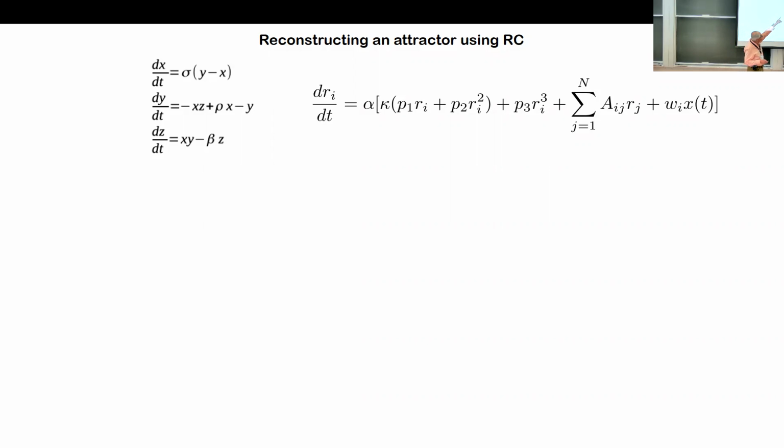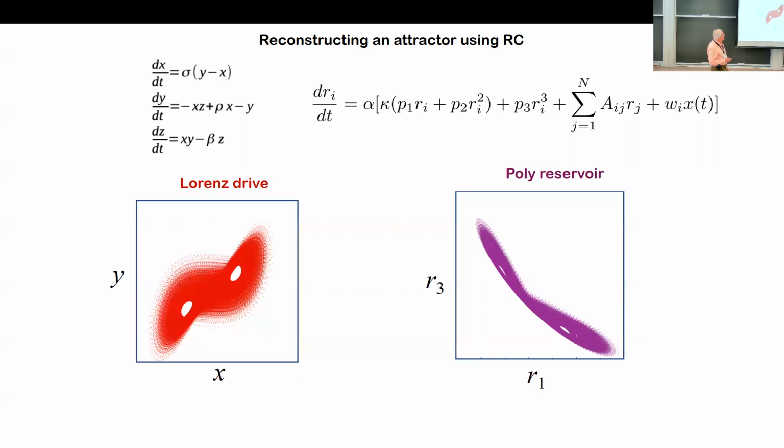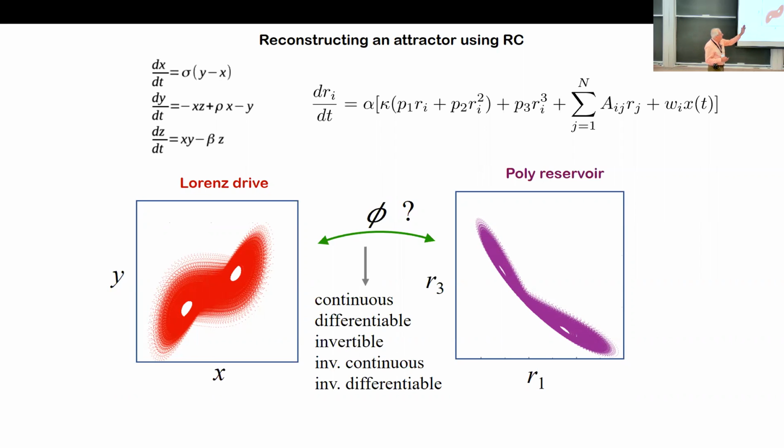So what Tom has is a set of nodes whose dynamics individually are polynomials, R, R squared, R cubed, and they're linked together with an adjacency matrix or coupling matrix, and there's an input of the x from the Lorenz system with some weights, Wi. So that's the dynamics of the reservoir computer. And now the question is, is there a one-to-one continuous mapping between those two? And to try to tell us whether there's a chance that the reservoir is actually reconstructing the attractor.